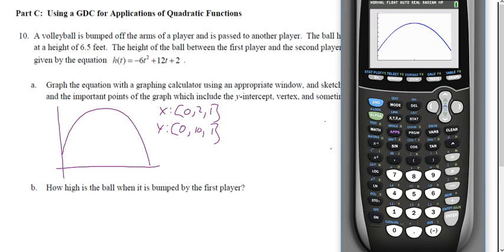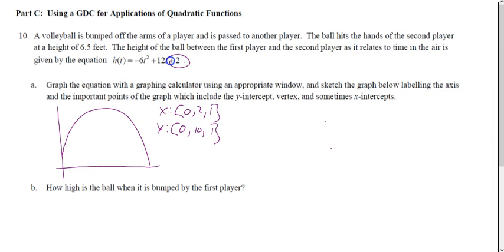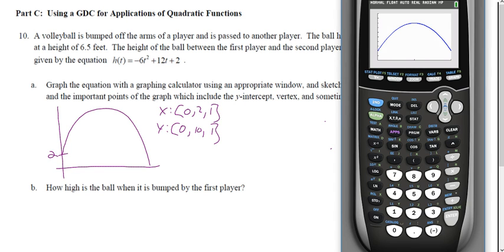Okay, so what's the y-intercept? Well, we can just get that from here. The y-intercept is 2. If you want the y-intercept off of here, you just go second calc, value, x equals 0, you get 2. And then you realize, I could just look at the equation, save myself some time. It's 2. What's the vertex? So what's the maximum height? So second calc, it's going to be a maximum. Vertex, maximum.